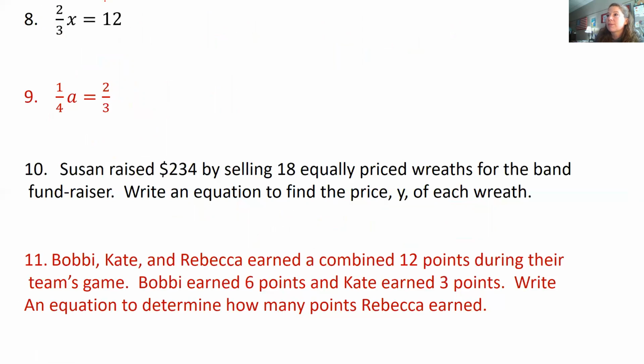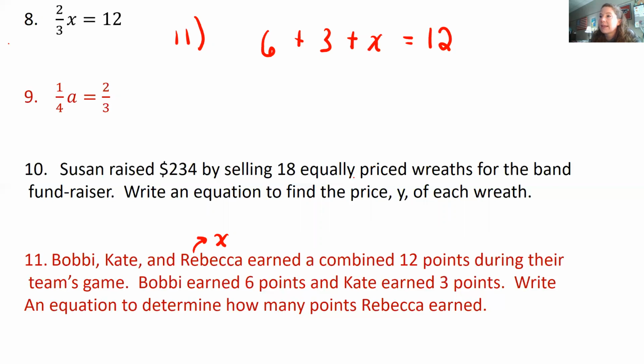So I'm going to do number 11 up here. All right, so we know that Bobby earned 6. We know that Kate earned 3. And we don't know how much Rebecca earned. So Rebecca will say earned an unknown number. But we do know that altogether they scored 12 points.